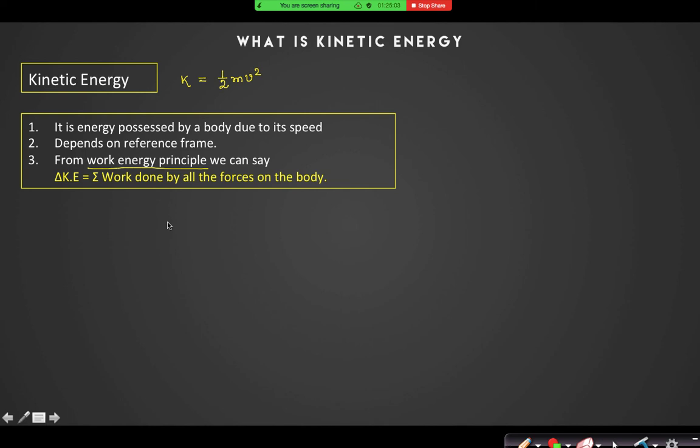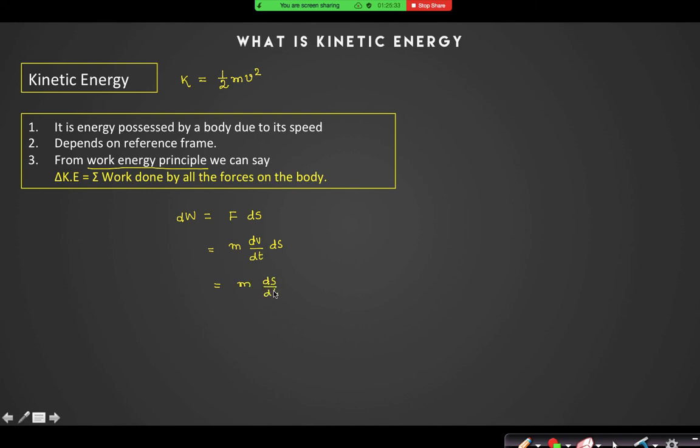What does it say? It says that we know that dW is equal to F into ds. If F and ds are in the same direction, then F into ds is the work done by that force. Can I just modify this equation as F equal to m into dv by dt? And on further modification, I will find it is ds by dt into dv.